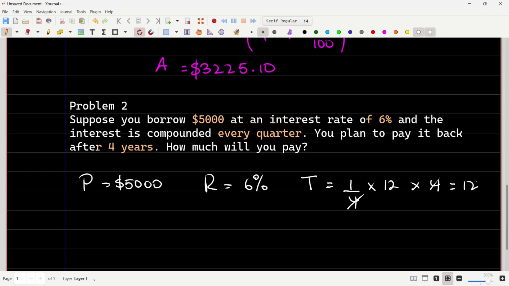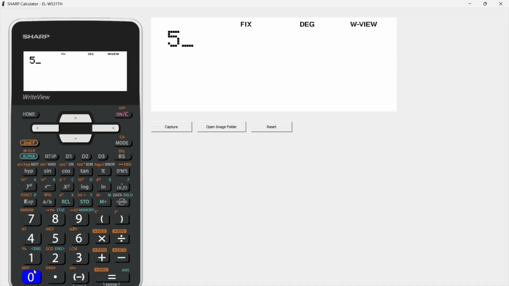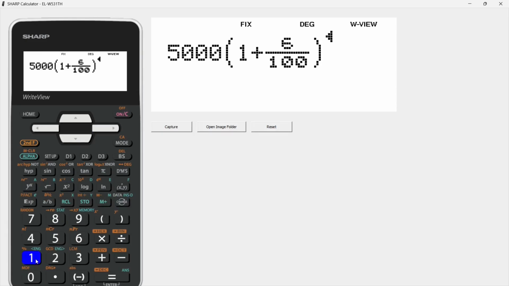So let's plug this into the formula, and we'll get the answer. So we have A would be equal to 5,000 into 1 plus 6 divided by 100, and then we have 12 periods during which we will charge interest on this 5,000. Let's do that on the calculator now. So we're going to have 5,000, open bracket, 1 plus the rate of 6 over 100, then close the bracket and raise that to the power of 12. And our answer is $10,060.98.